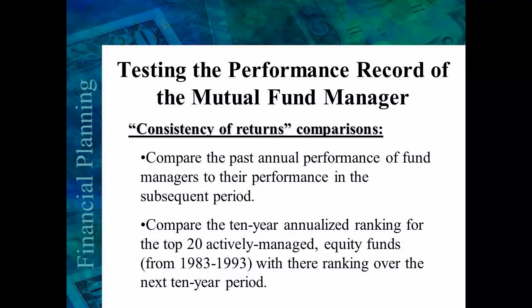Let's evaluate the good manager, bad manager argument by looking at two consistency of return comparisons. The first study compares the past annual performance of fund managers to their performance in the subsequent period. The second study compares the 10-year annualized ranking of the top 20 actively managed funds from 1983 to 1993 with their ranking over the next 10-year period.